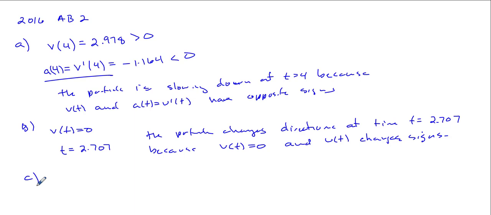Part C. We have 10 minutes and we only have 2 parts left. Let's go. If you're not excited, you're a boring person. Just kidding. Find the position of the particle at time t equals 0. We knew they were going to ask about that. They always do.